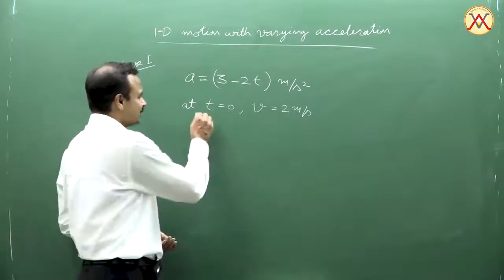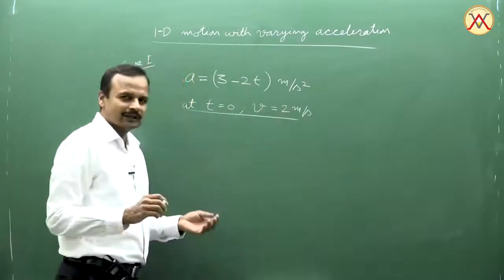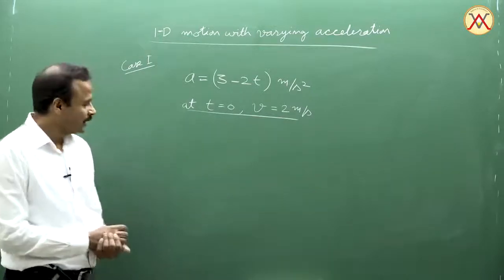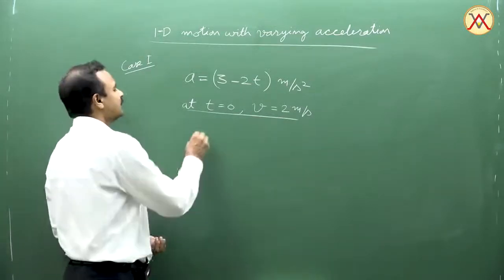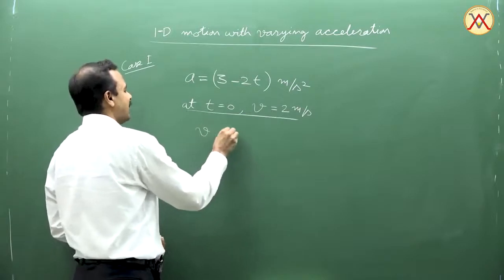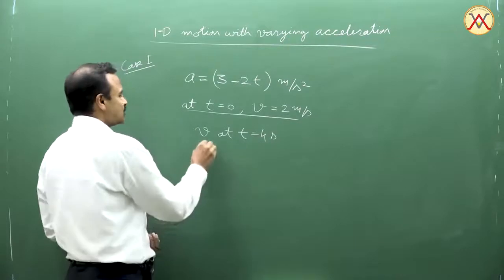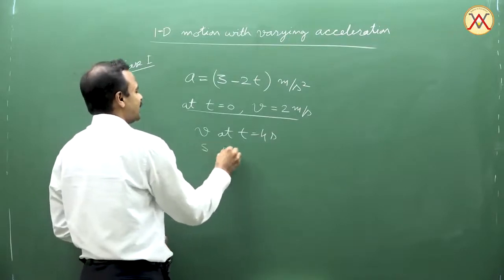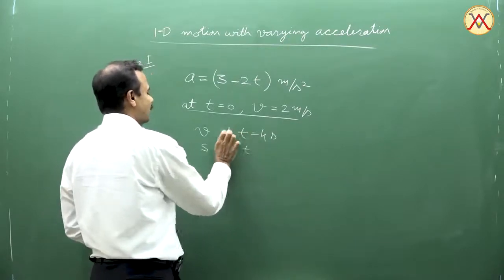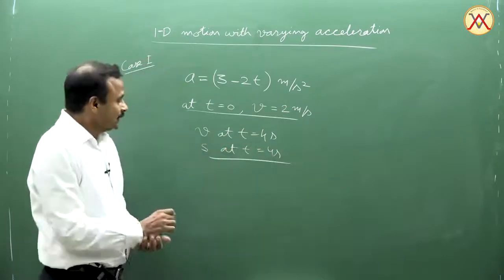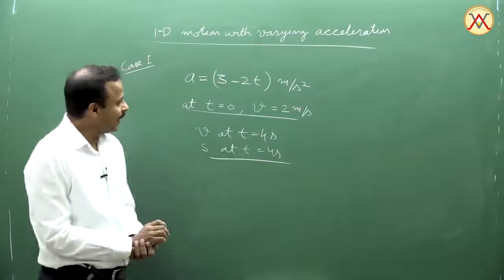And also it is given that at t equal to 0, or at the initial moment, the velocity is 2 meter per second. We have to find the velocity at t equal to 4 seconds and also what will be the displacement at the same moment, t equal to 4 seconds. So how to do this?